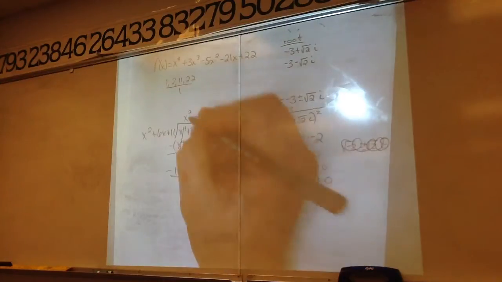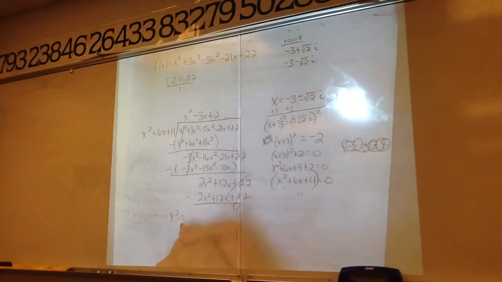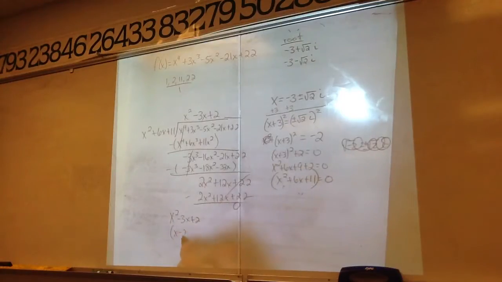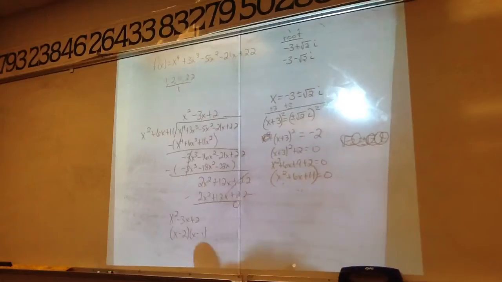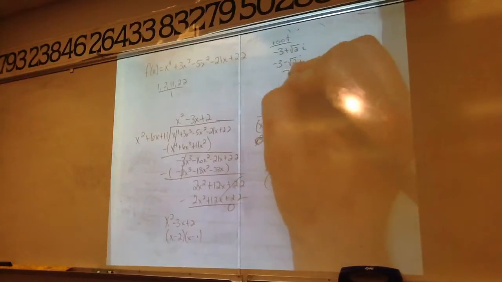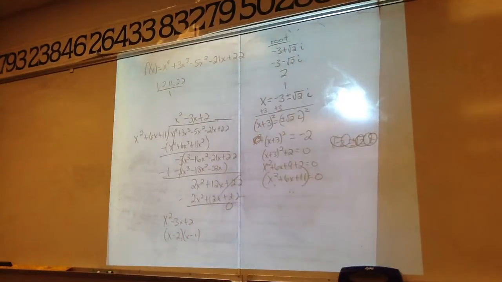So now we got x squared minus 3x plus 2. Factor that. X minus 2, x minus 1. Therefore, there's my other two roots, 2 and 1. What did you do? Just factored that.